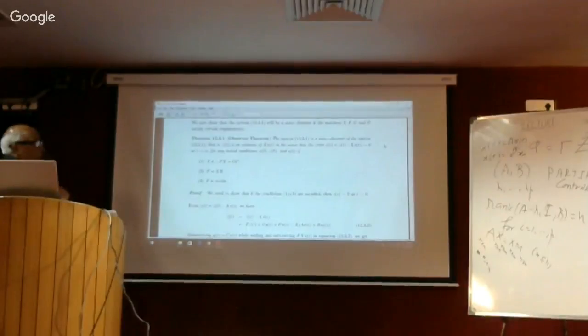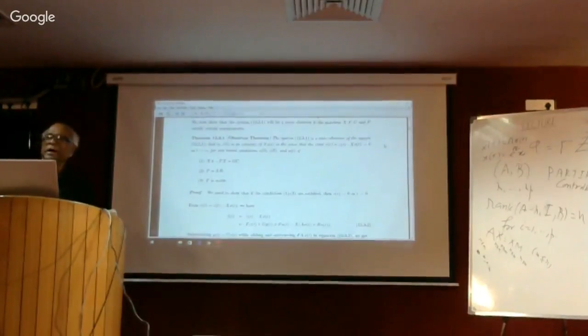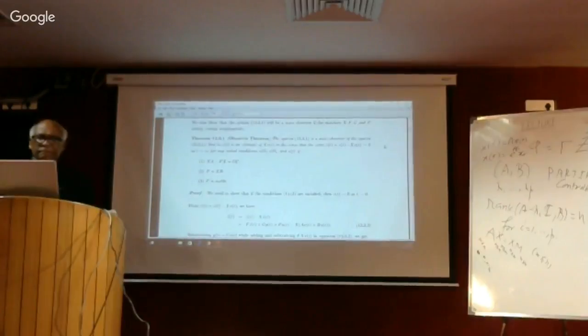Look into condition number 3. Any matrix F which is stable, or if you want the eigenvalues to lie in certain regions of the complex plane, so choose F with some known eigenvalues. Suppose F is a diagonal matrix, you can do that. And choosing that matrix F, you have to solve this equation: XA minus FX equals GC.